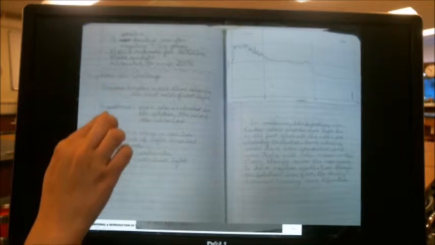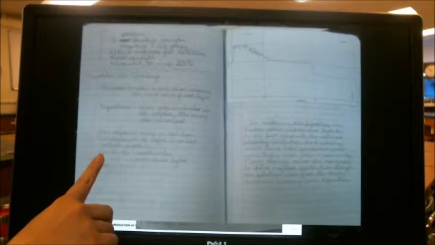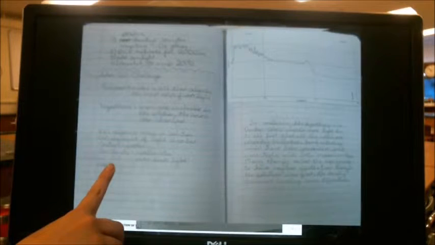And then this is what the actual write-up looked like from the challenge. So I had them do a purpose, hypothesis, and we always do our independent and dependent variables, our control and constants.